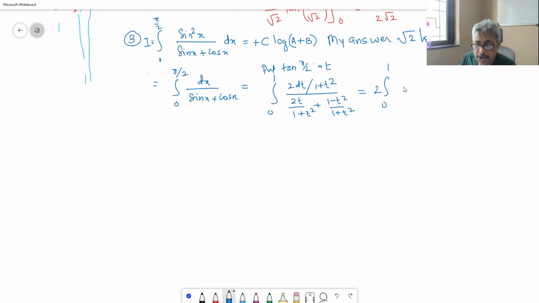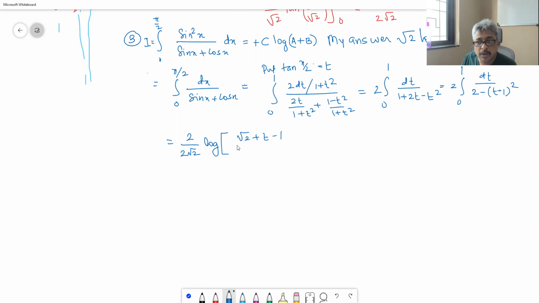2 times dt upon 1 plus 2t minus t square, correct, which is equal to 2 times integral 0 to 1 dt upon 2 minus t minus 1 bracket square, which gives us 2 upon 2 root 2 log inside bracket root 2 plus t minus 1 upon root 2 minus t plus 1 to be evaluated 0 to 1, which is equal to 1 upon root 2 inside bracket 0 minus log root 2 minus 1 upon root 2 plus 1.